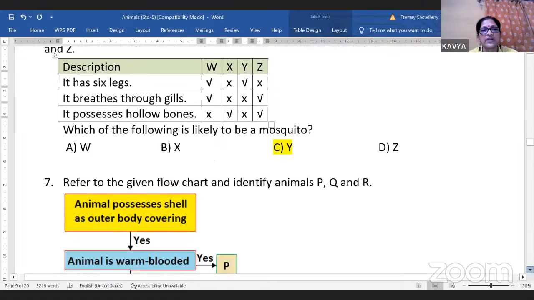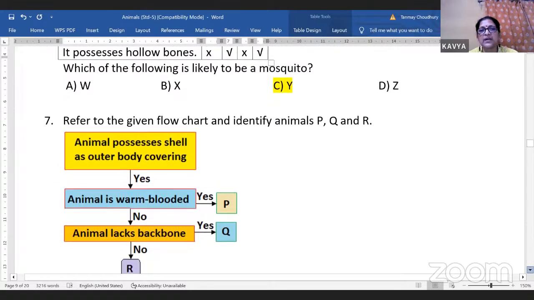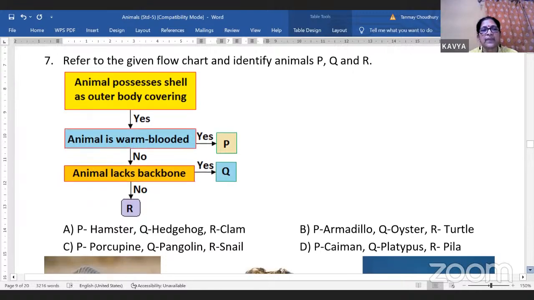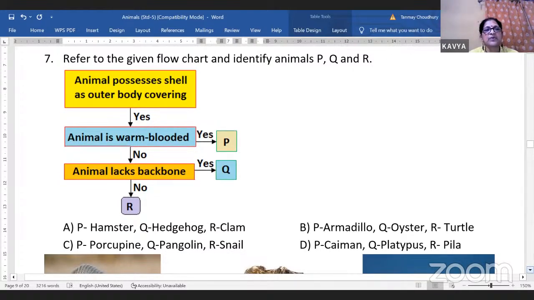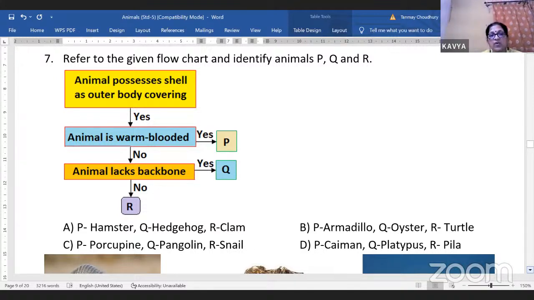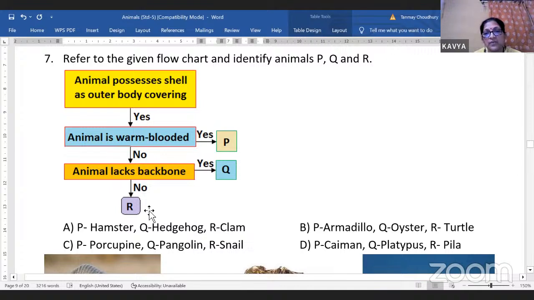Refer to the given flowchart and identify animals P, Q, and R. This is the flowchart. Animal that possesses shell as its outer covering. For example, it can be a snail, it can be tortoise, it can be turtles, okay, it can be crab. Animal is warm-blooded. Animal which possesses shell as an outer covering, yes, okay. Animal is warm-blooded will be P. Animal lacks backbone, if it lacks a backbone, yes, Q. If it lacks no backbone, then it will be R.